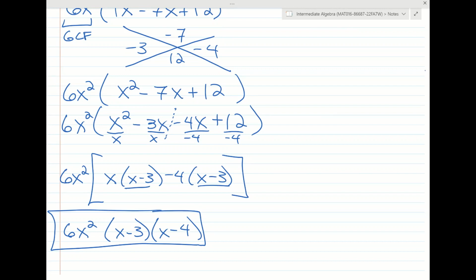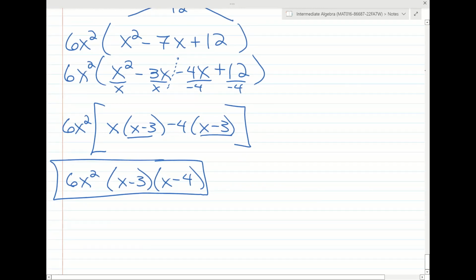And then the way you write your final answer is just like this. It doesn't matter what order you write it in. You can put 6x squared, x minus 4. It's called the commutative property of multiplication. It doesn't matter what order you write it.